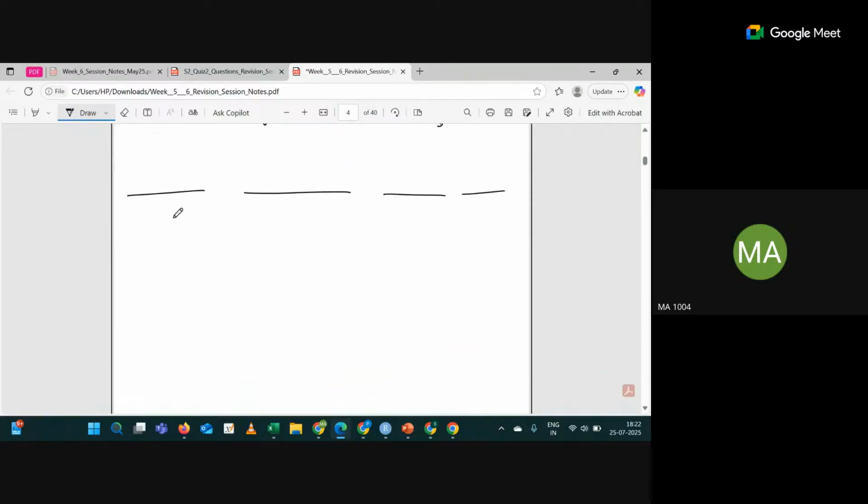So one of the important theorems from week 5, also from your quiz point of view, which we also discussed in our session, is called the monotonic differentiable function theorem.